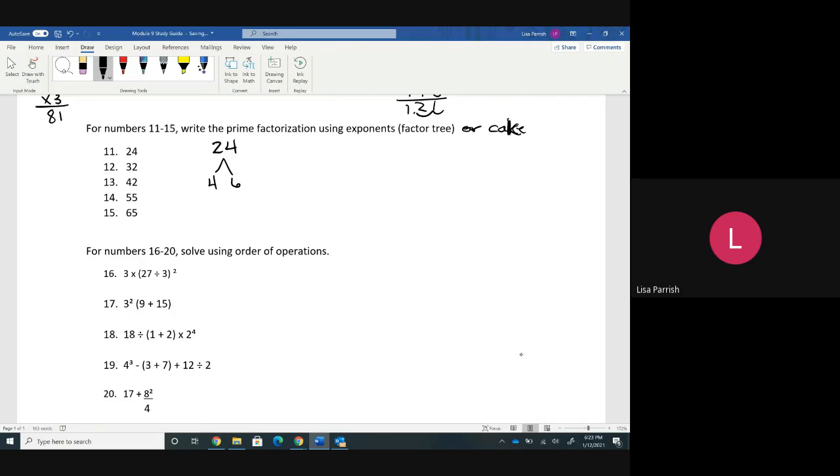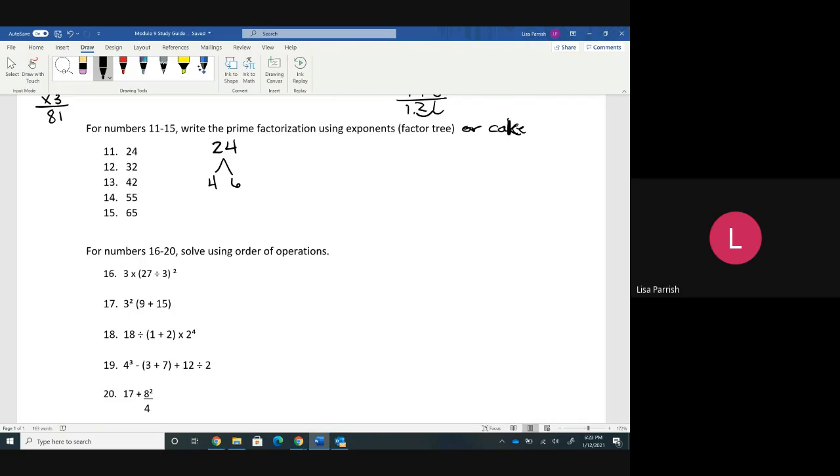So find any 2 factors of that number. I'm using 4 and 6. Neither of these numbers are prime. Remember, if you've got your prime number list, prime numbers only have 2 factors. 2 is the only even number that is prime.